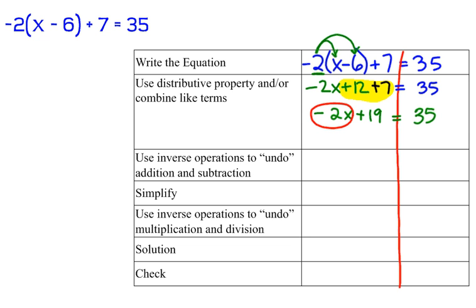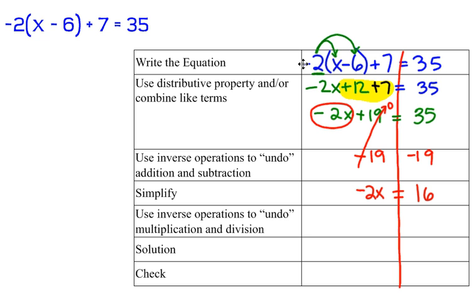Now I need to use inverse operations to undo addition and subtraction. I see that I have a +19. The opposite of a +19 is a -19. And please show on your notes that this becomes 0. This is a 0 pair. And what I am left with now, -2x is all that's here on the left. And on the other side, I'll need to combine 35 and -19. Different signs, so we subtract. 35 take away 19 is 16, and it's positive because the 35 is larger.